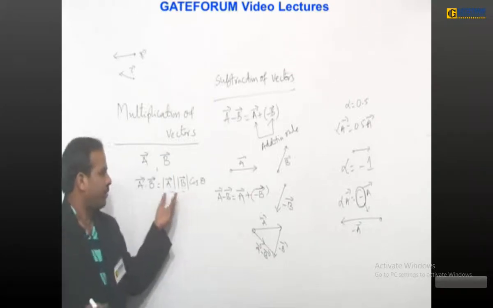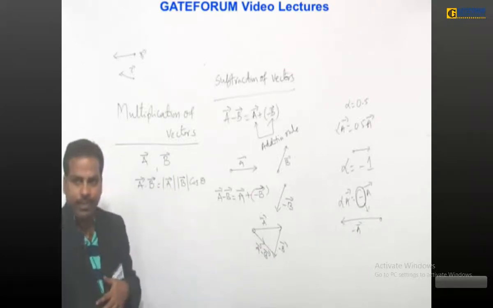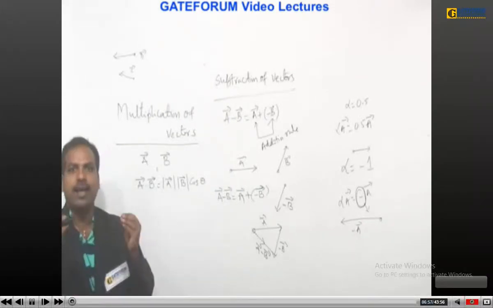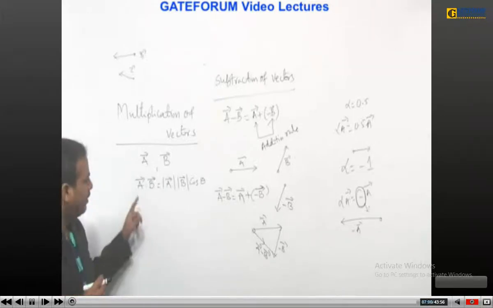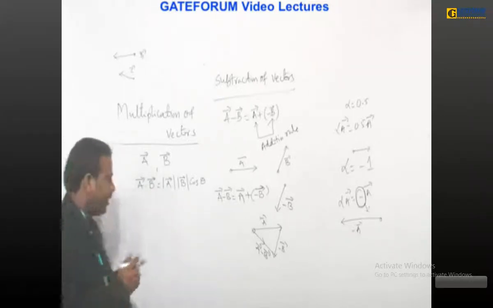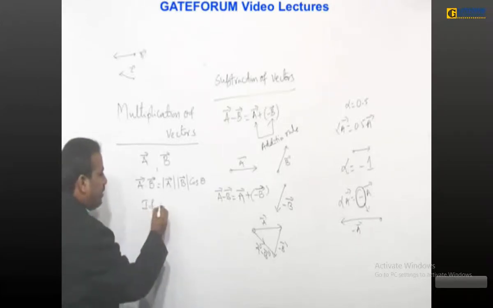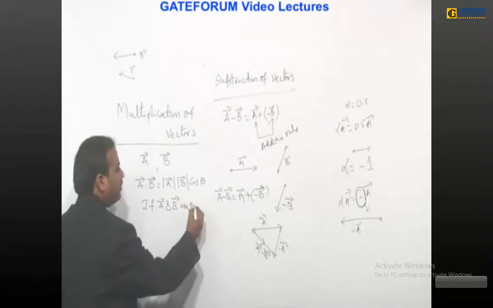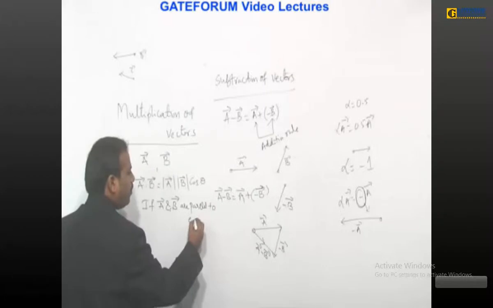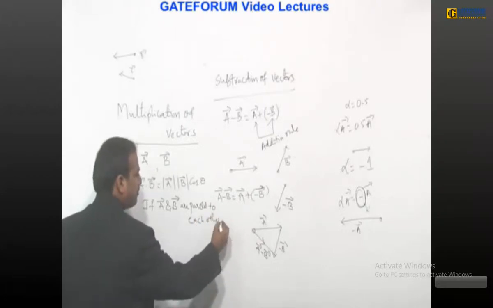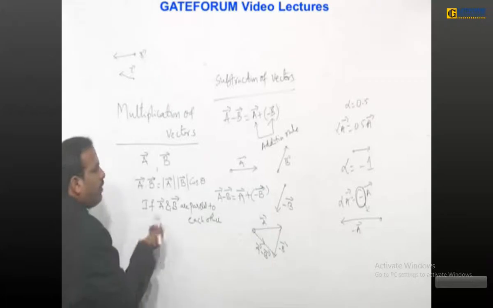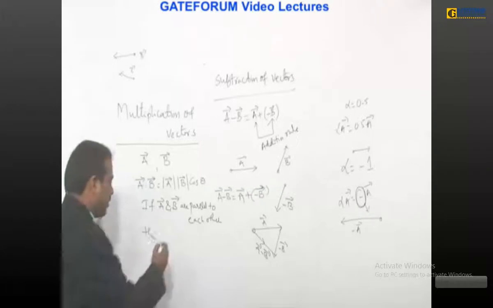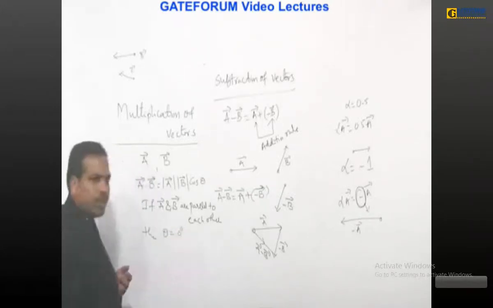Now, because the dot product becomes a scalar quantity, for what vectors does the dot product become finite, that is other than zero? Let us say the two vectors are parallel to each other. If A bar and B bar are parallel to each other, then what is the angle between them? Normally the angle between two parallel vectors is 0 degrees. That means theta becomes 0 degrees.